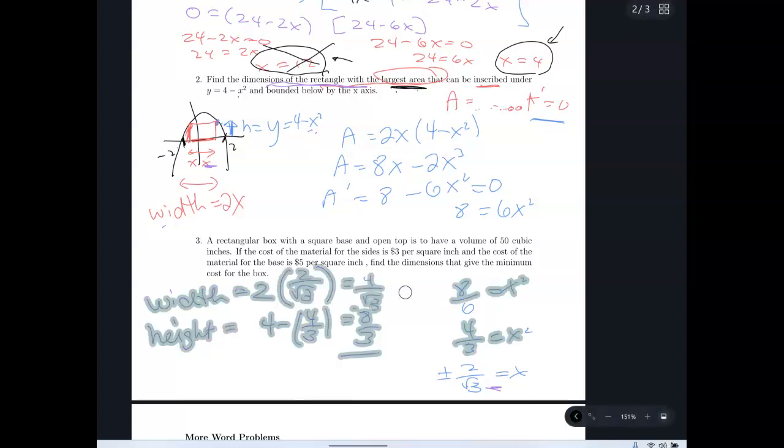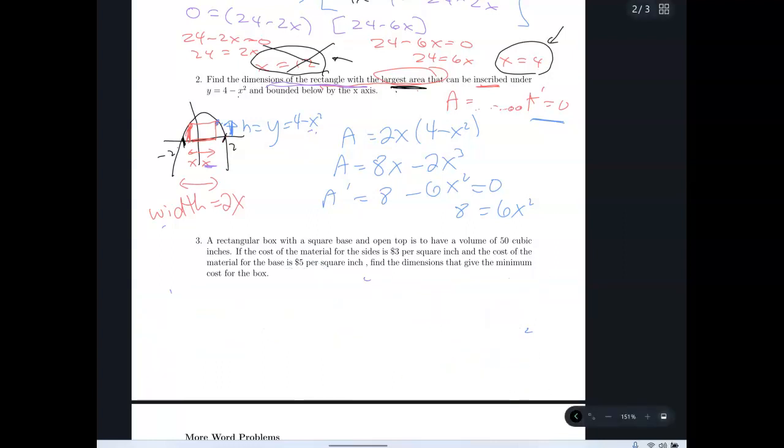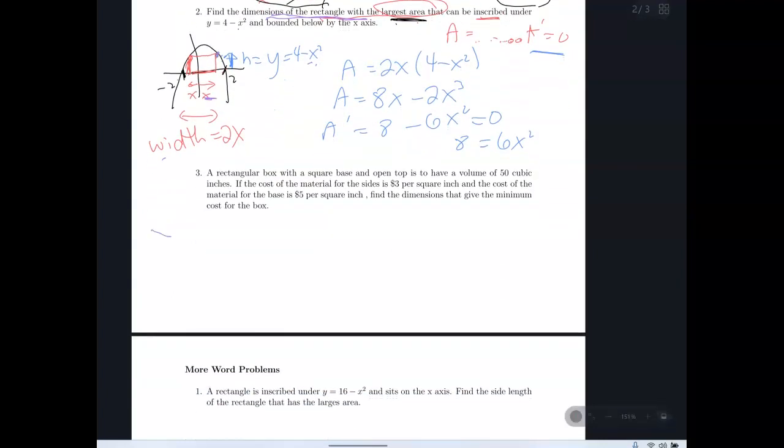All right, so now let's go to a little more challenging one where we're talking about cost of things, but this is kind of real world. So we've got a box again with a rectangular bottom, and it's got a height of h. Now it says it has a volume of 50 cubic inches. So we know the volume equation is x squared h, and that's equal to 50.